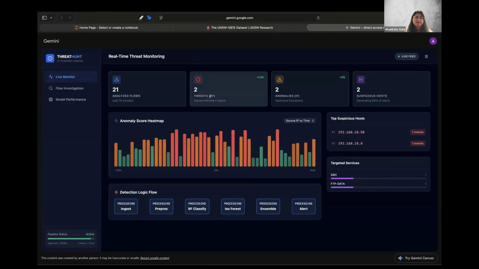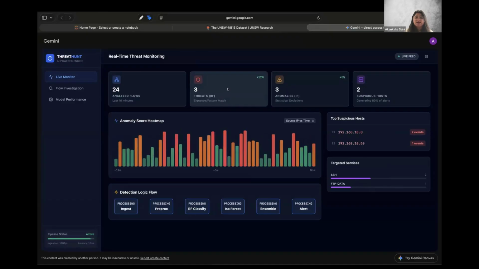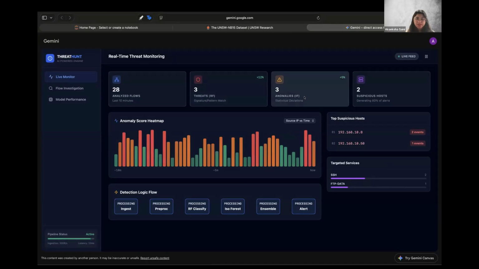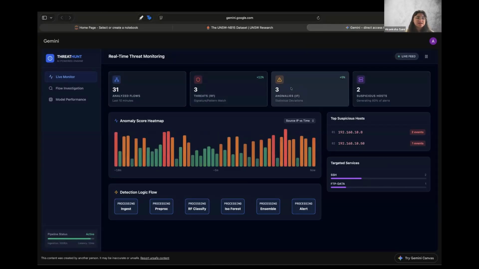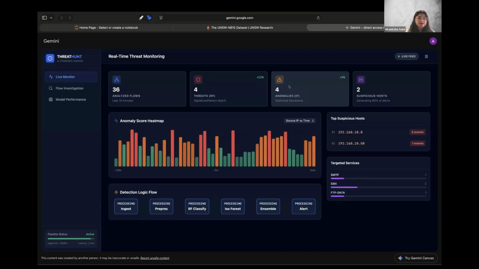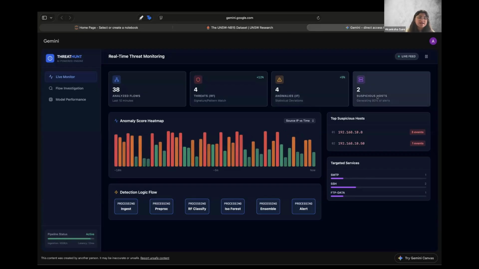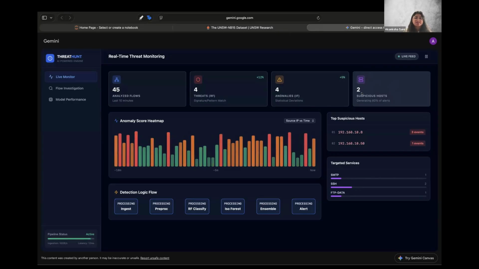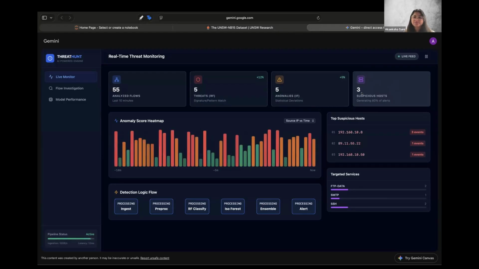Then we have the detected flows or threats that are being detected using the supervised model that we used, that is the random forest. Then we have the detected anomalies, which detects the anomalies in the network packets using the isolation forest model. We also have the suspicious host output, which shows that the system is automatically identifying hosts that are generating the highest volume of alerts, helping analysts to prioritize their investigations.